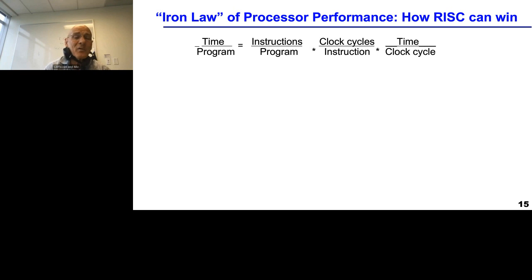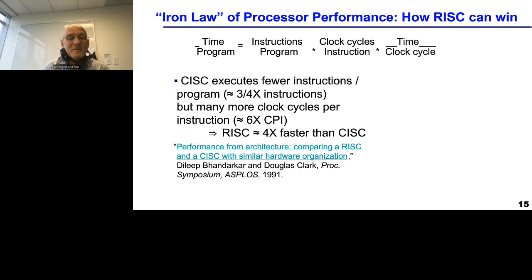You have to execute more of the simple instructions, but the average number of clock cycles could be less. And it turned out to be about a factor of 5 less for the simpler instructions. So overall, the RISC was about 4 times faster than the CISC architectures, as that slide shows.